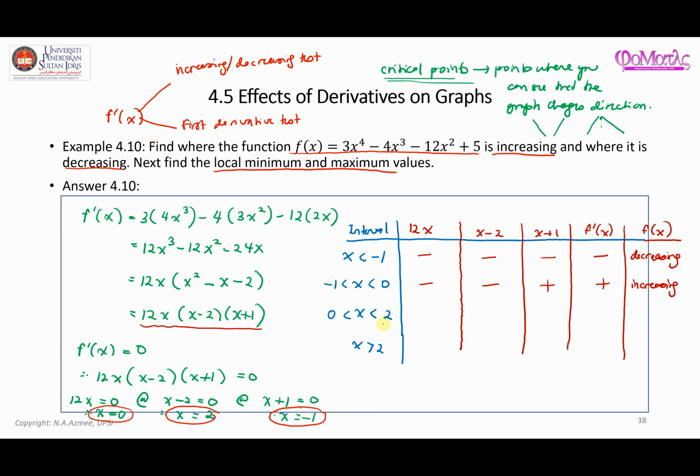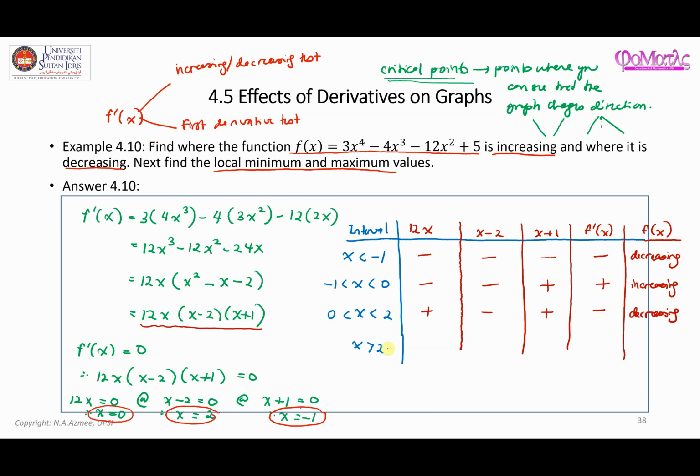Next, for x between 0 and 2, for example, x equals 1. If x is equal to 1, the sign of this will be positive. The sign here will be negative. The sign of this is positive. So positive, negative, negative, negative, positive is also negative. And that becomes decreasing.